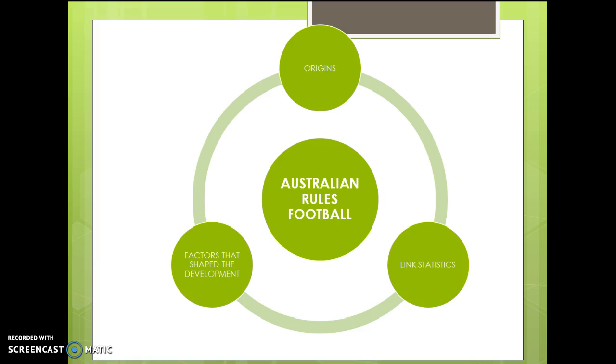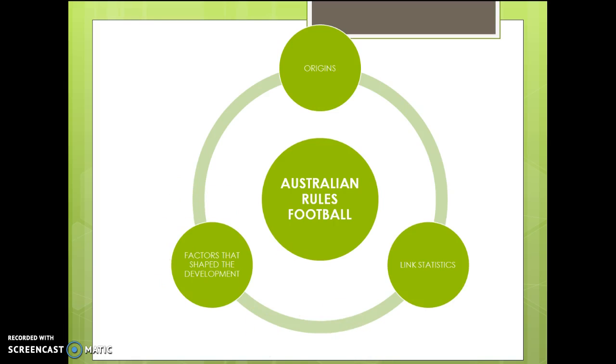So last lesson we looked at the characteristics of Australia as a country. Your next lesson is going to be focused on Australian rules football in particular. What we have to know about Australian rules football specifically is where it originates from, like we did with American football. We then have a look at some statistics that show how much Australian rules football has grown. And finally, we have to look at the factors that underpinned or shaped the development of the sport.